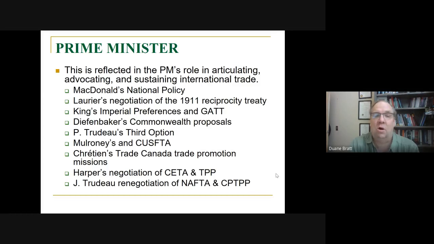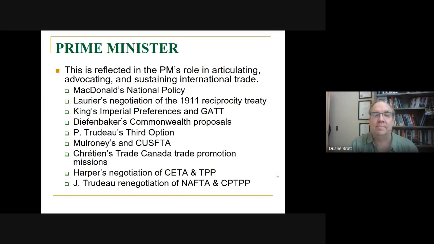So we have John A. Macdonald's national policy, which set up a very large tariff wall to protect Canadian businesses. Wilfrid Laurier negotiated the Reciprocity Treaty in 1911. And just as in 88, there was an election on that, and Laurier lost, and so we went back to trade protection. What is interesting about that is in the 19th and much of the 20th century, the Liberal Party was the party of free trade. The Conservatives were the party of trade protection.